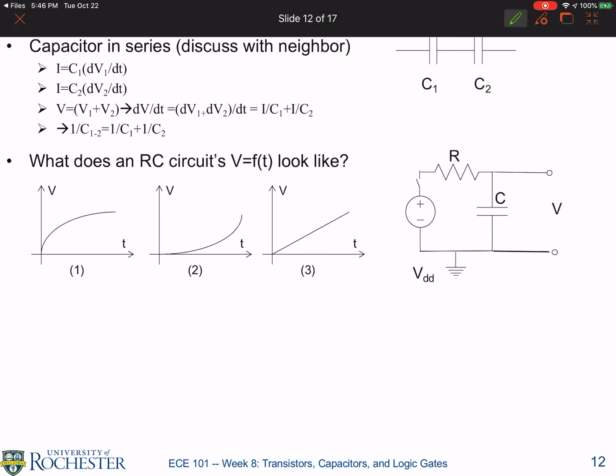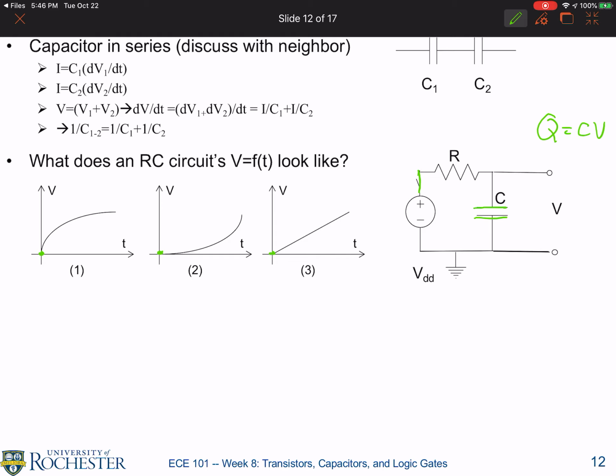When the switch is off, is there any current flowing through the circuit? No. Therefore there is no charge in the capacitor, and Q equals CV, and V is 0. Okay, so this is your steady state. So the voltage at time 0 is always 0. Now I am turning this on.